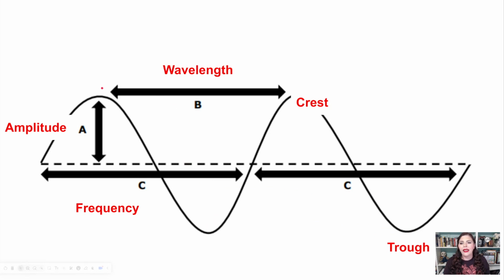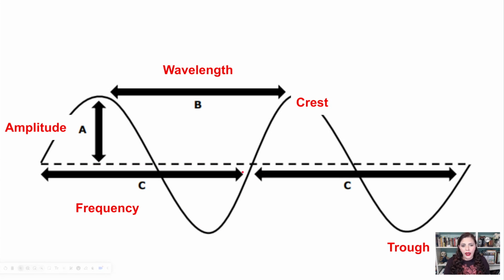The wavelength is from crest to crest, or I can do from trough to trough. That's going to be the wavelength also. The frequency, right? Frequency means how often something happens. Like how frequently do you go to the movies? How often do you go to the movies? So that's frequency. Frequency is going to be from the origin through the crest, through the trough, back to the origin, okay? How often is that happening? That's the frequency of a wave.